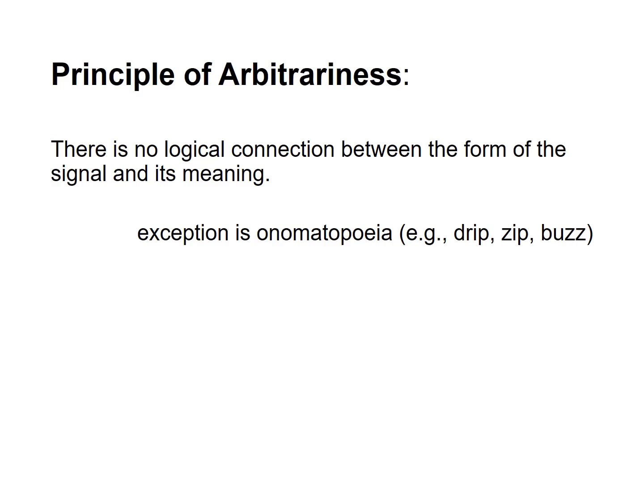The principle of arbitrariness refers to the fact that there's no logical connection between the form of a word, how it sounds or how it's spelled, and its meaning. The one exception in human language is onomatopoeia. Words like drip and buzz and zip sound kind of like what they mean. But in human languages, there are thousands and thousands of words in Spanish, and they're different than the words for those same objects in English.